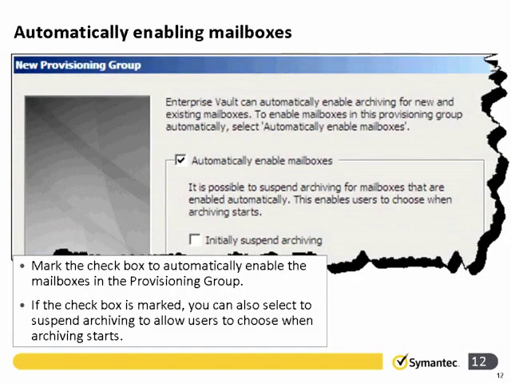For automatically enabling mailboxes, this is a section of the wizard for creating a new provisioning group. You can see that you have a checkbox to decide whether or not you wish to enable mailboxes automatically. And if you do select the option to enable the mailboxes automatically, you can choose whether you wish to initially suspend archiving. What you may decide is that you want to let the users decide when archiving starts. So initially when you're setting everything up, you do not want the archiving to take place automatically based upon the Exchange mailbox archiving task that we talked about in Lesson 5.